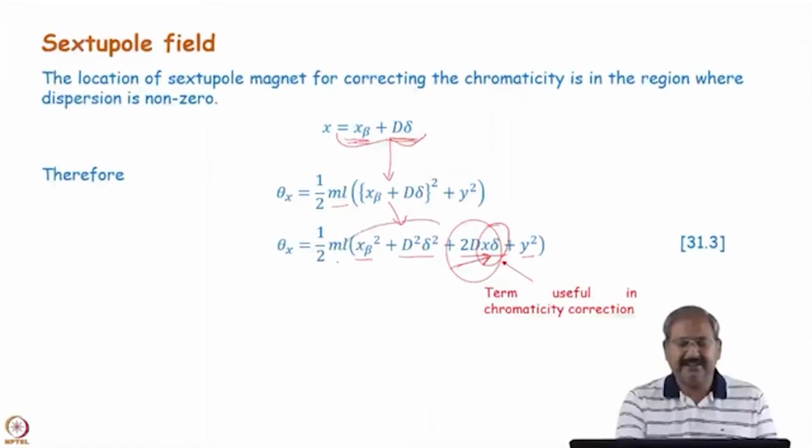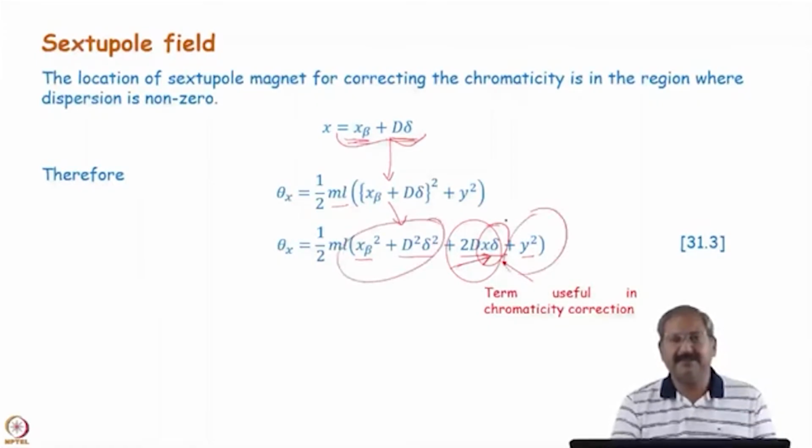And these are extra unwanted terms due to sextupole magnets. So sextupole magnets correct the chromaticity, however they generate various unwanted terms. And you can see that these unwanted terms depend on x square, delta square and y square. Means our dynamics becomes non-linear when we introduce the sextupole magnet in the machine.